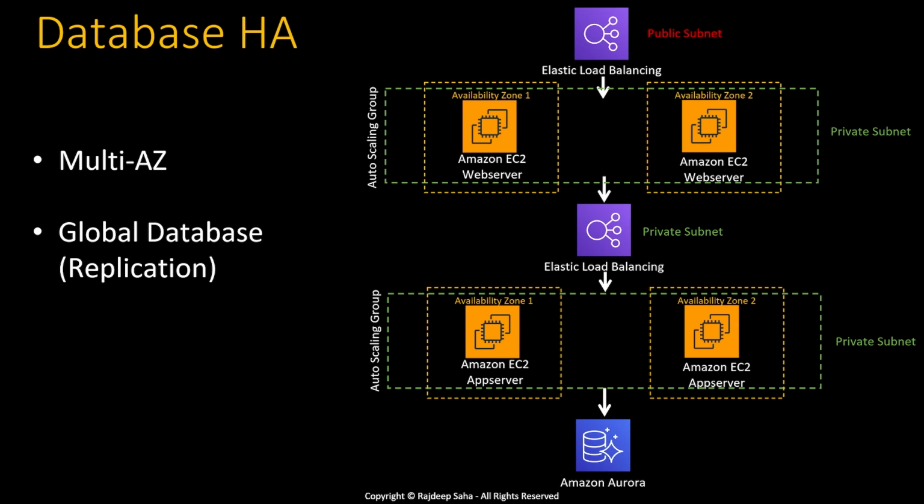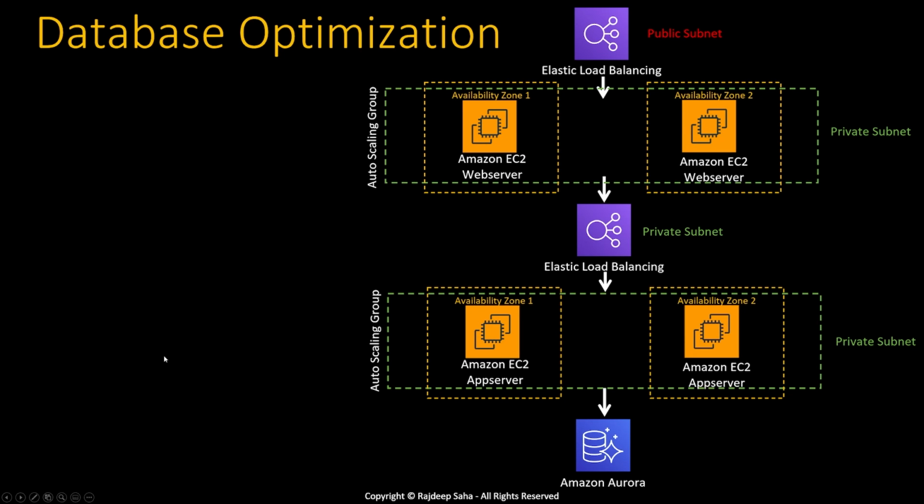But if you want resiliency beyond a single region, you can use the global database feature, which replicates your database into another region. Keep in mind, this feature is true for DynamoDB as well, which is AWS's flagship NoSQL database.